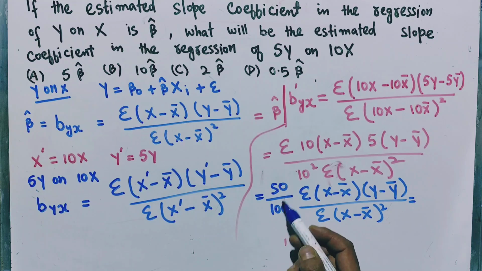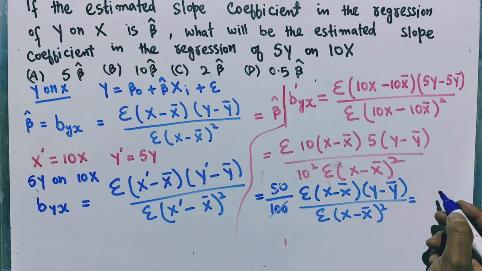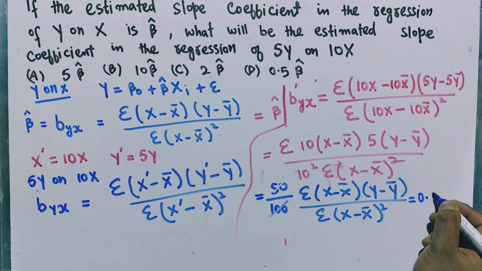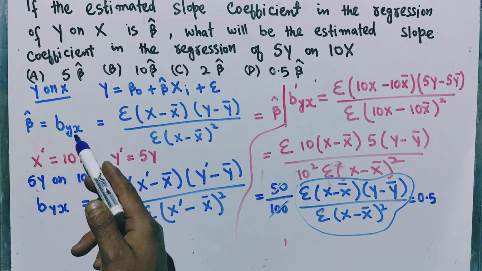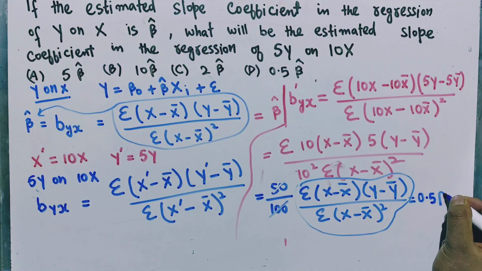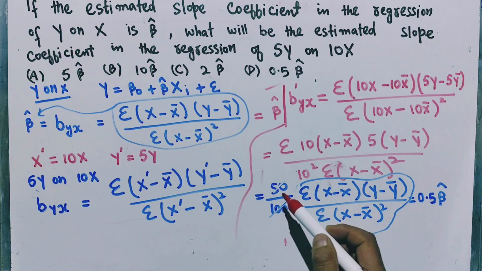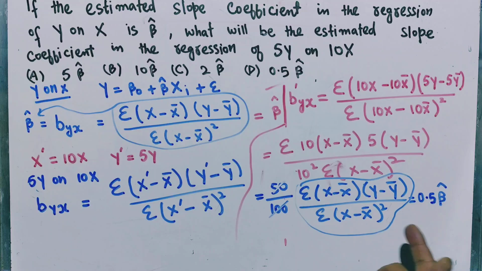Now you know that 50 upon 100 is equal to 1 upon 2, which is equal to 0.5, and you know this stuff is in fact equal to beta hat. So this will be equal to 0.5 beta hat. I hope I make myself clear. So the correct option should be 0.5 beta hat. The new estimated slope will be 0.5 beta hat.